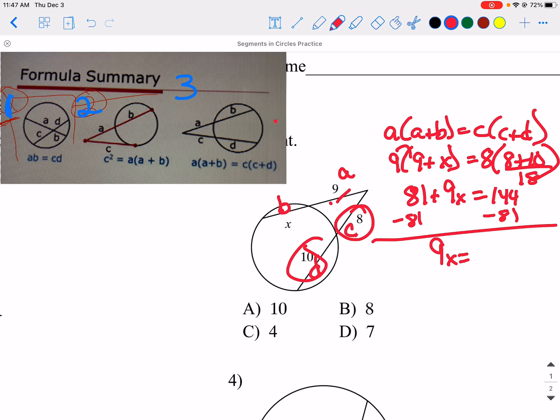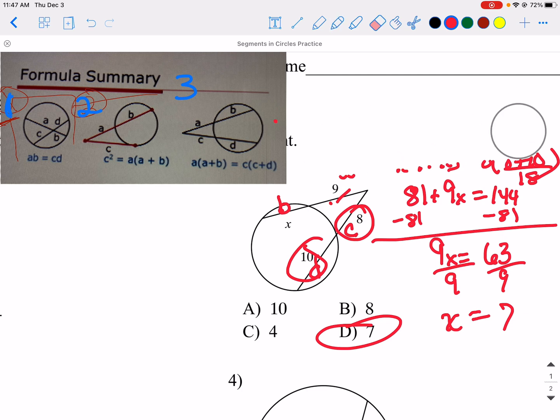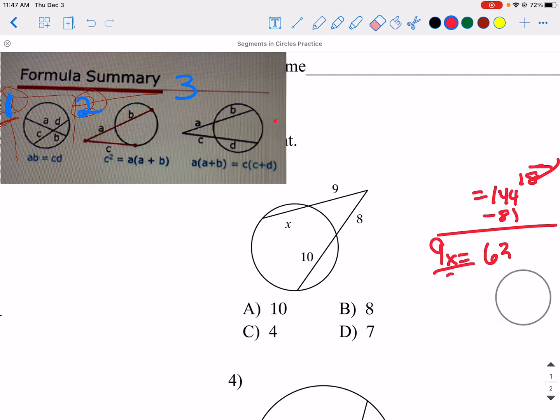I'm solving for X, so I'm going to subtract 81 from both sides. So 9X equals 144 minus 81, which is 63. Divide both sides by 9. So X equals, what do you think? 63 divided by 9, 7. So again, that's 7. Okay, so let's see if we can find one with a different formula. Again, you can pause this and rewatch it as many times as you need.